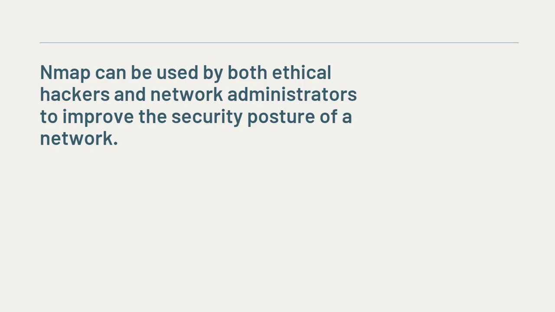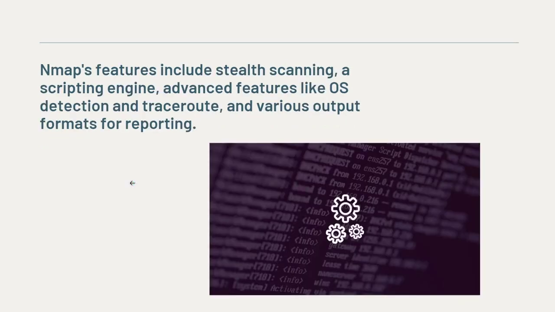Nmap features include stealth scanning, a scripting engine, advanced features like OS detection and traceroute, and various output formats for reports. Stealth scan is a technique that allows you to scan a network without being detected by firewalls or intrusion detection systems. A scripting engine is a feature that allows you to run scripts written in the Lua language that can extend Nmap's functionality and automate complex tasks.